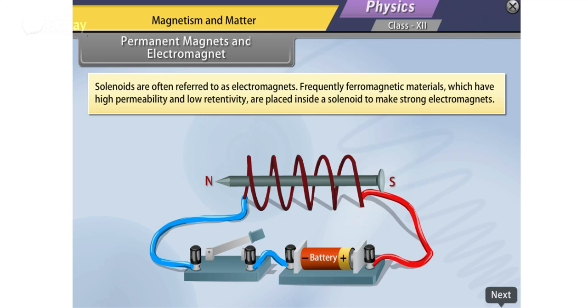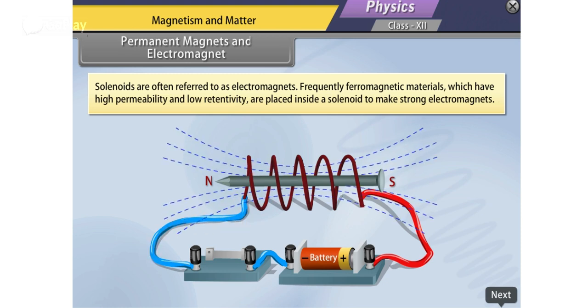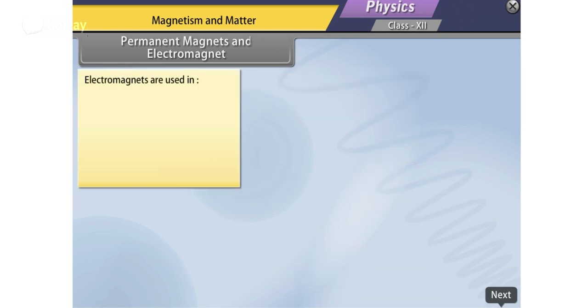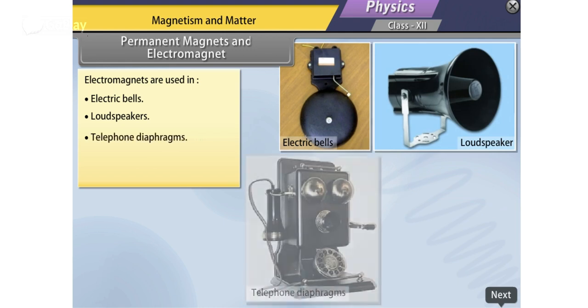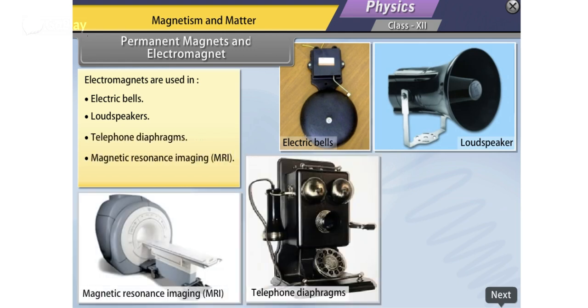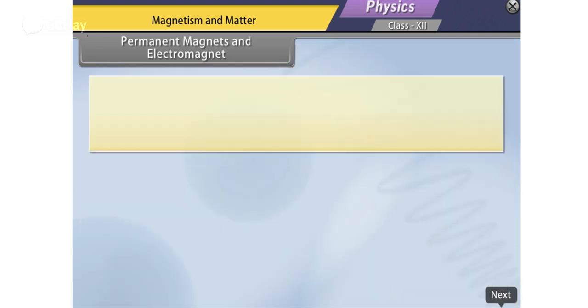Solenoids are often referred to as electromagnets. Frequently, ferromagnetic materials, which have high permeability and low retentivity, are placed inside a solenoid to make strong electromagnets. Electromagnets are used in electric bells, loudspeakers, telephone diaphragms, magnetic resonance imaging (MRI), and cranes to lift heavy materials.